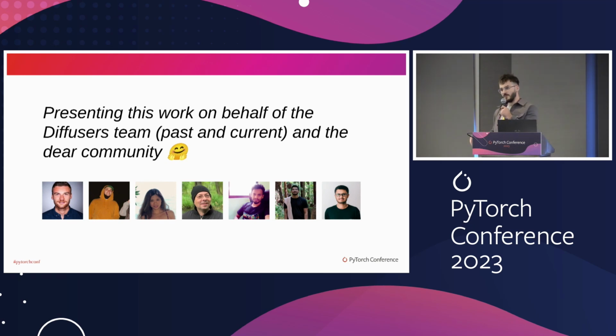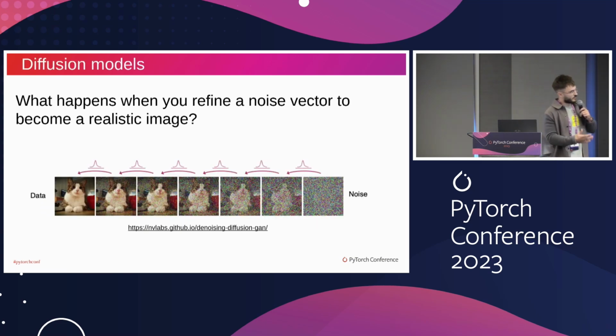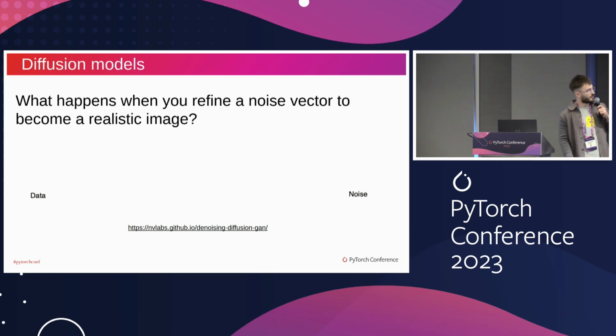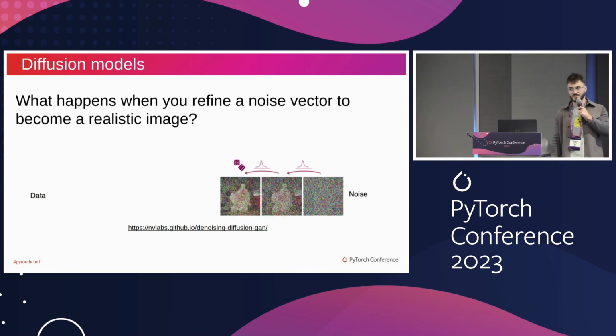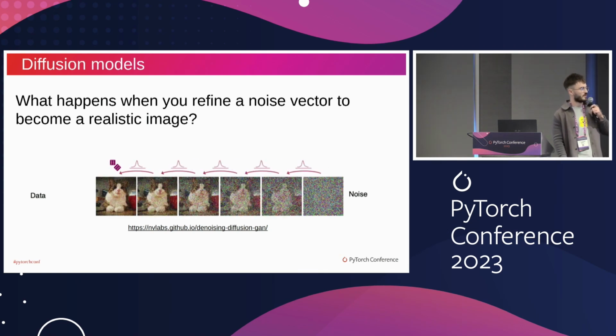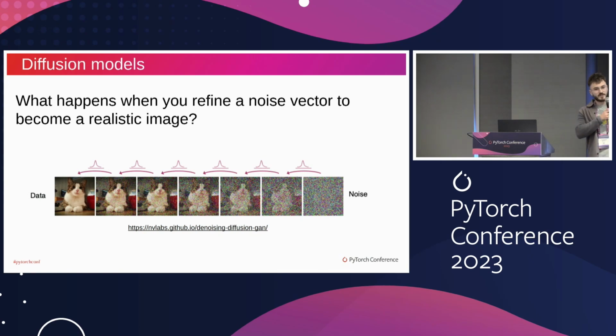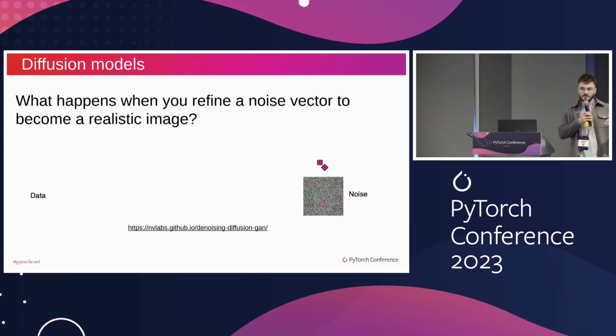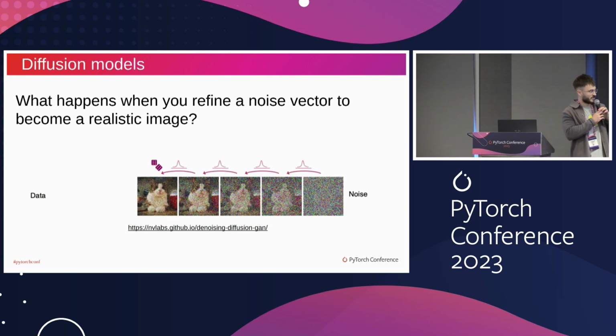So maybe to dive in, we can just take a quick look at how diffusion models work first, and then how it was implemented in the Diffusers library to see how we get to work with these models. So to explain diffusion models, I think it can be nice to start with the following question. What happens when you refine a noise vector to become a realistic image? Because that's basically what a diffusion model does. It starts from the noise that you can see on the right, and iteratively, progressively, you remove some noise from the image to obtain something, a good quality image or a realistic image.